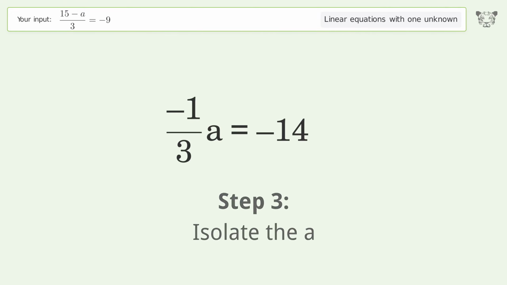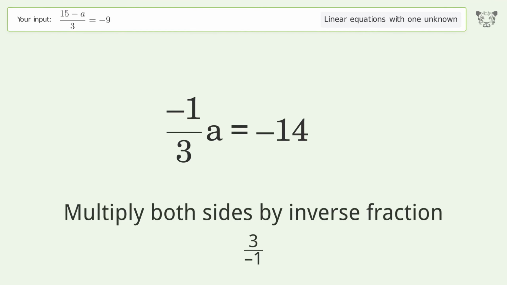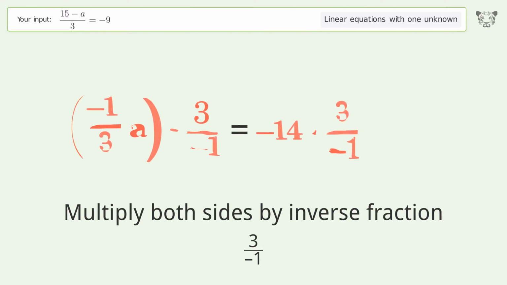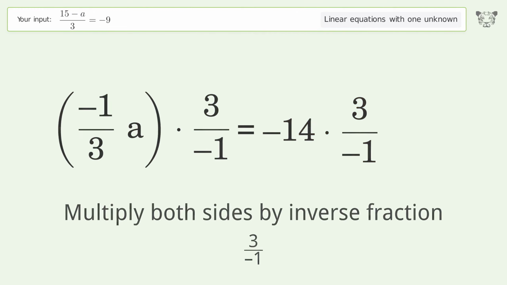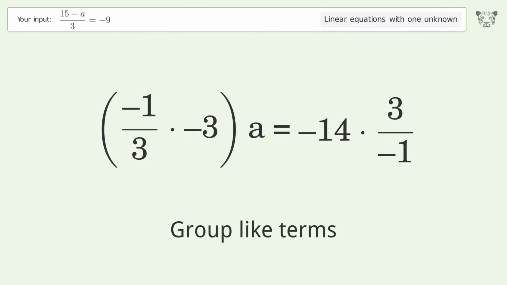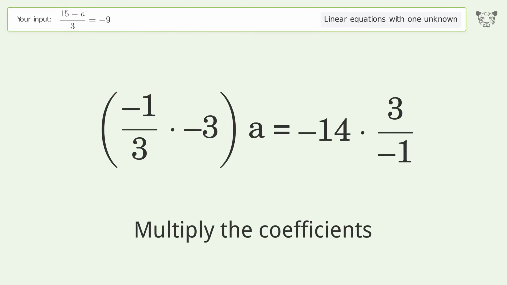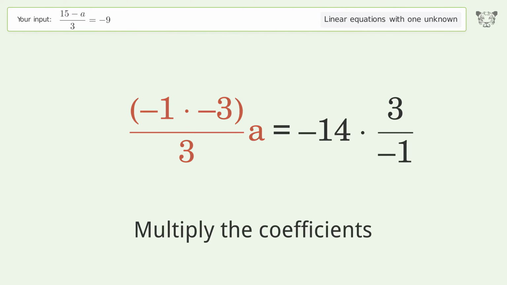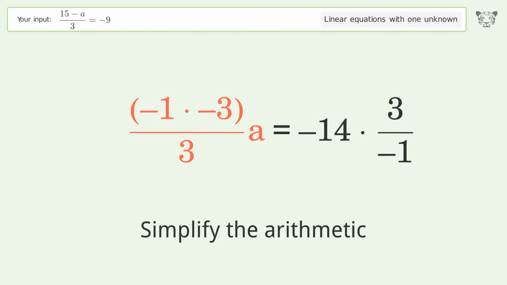Isolate the A. Multiply both sides by the inverse fraction 3 over -1. Group like terms. Multiply the coefficients. Simplify the arithmetic.